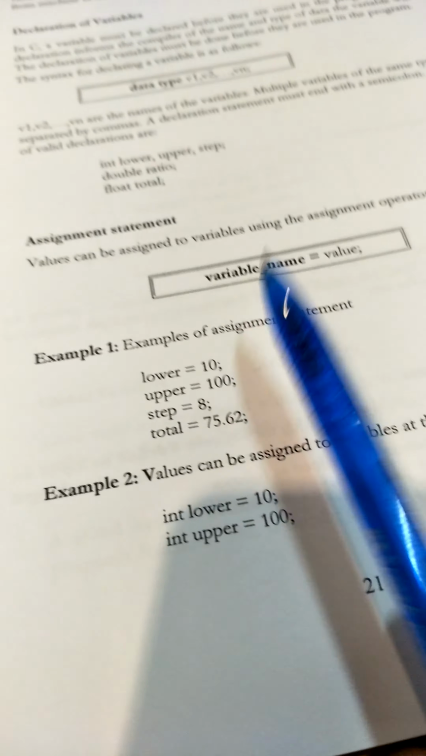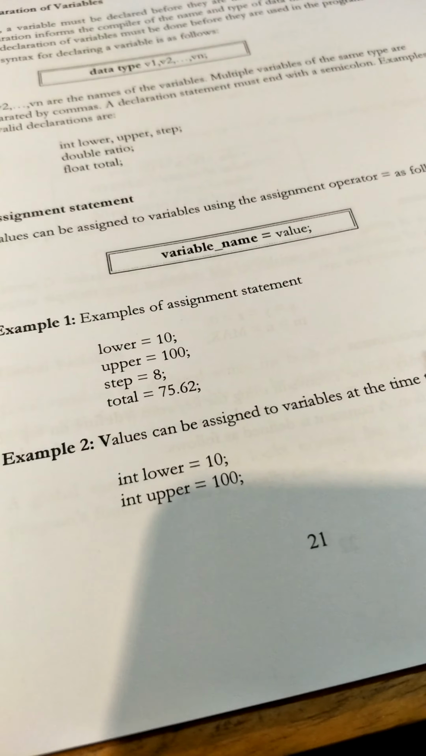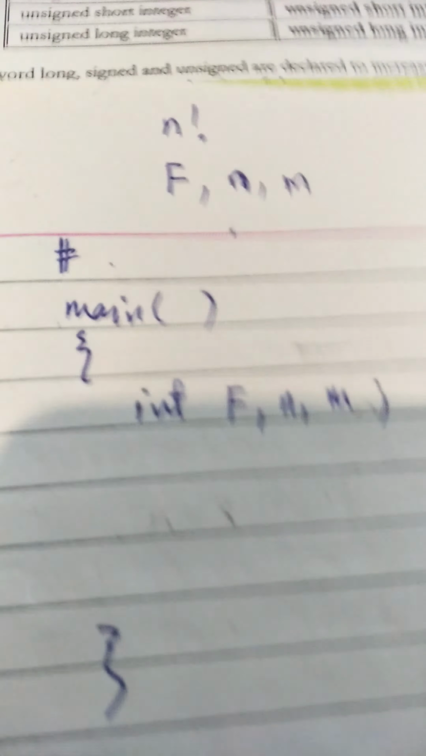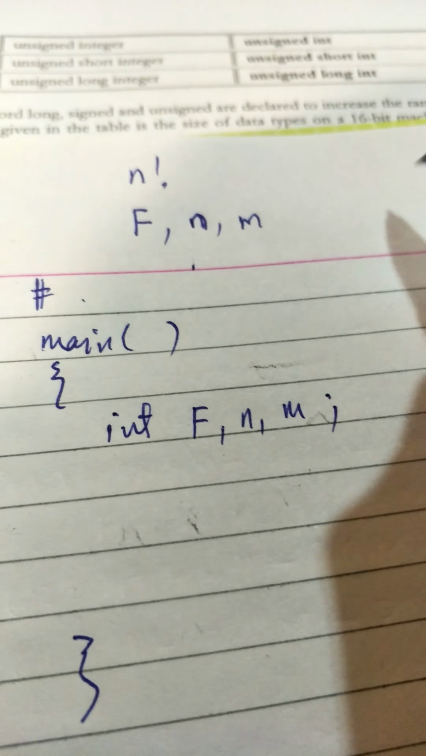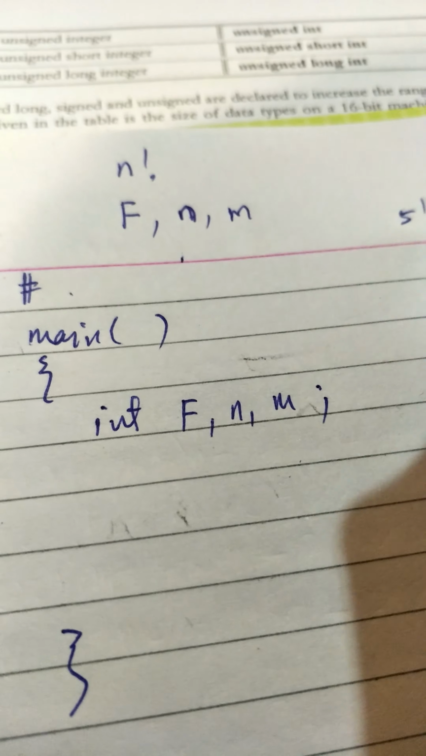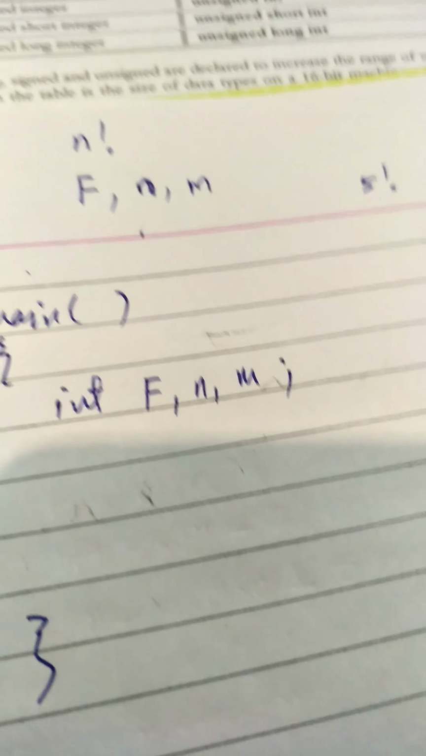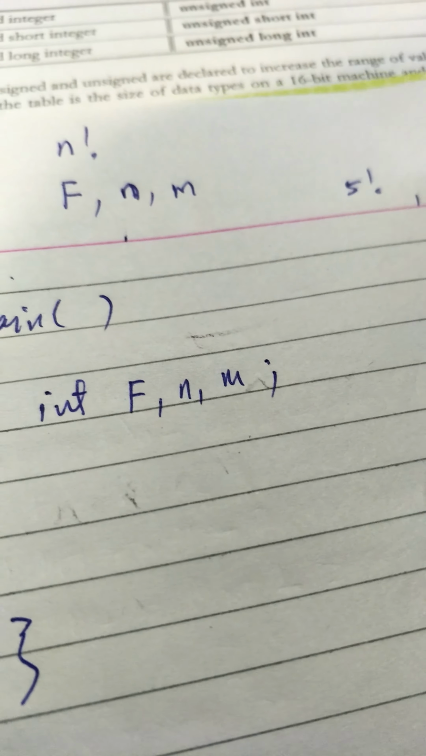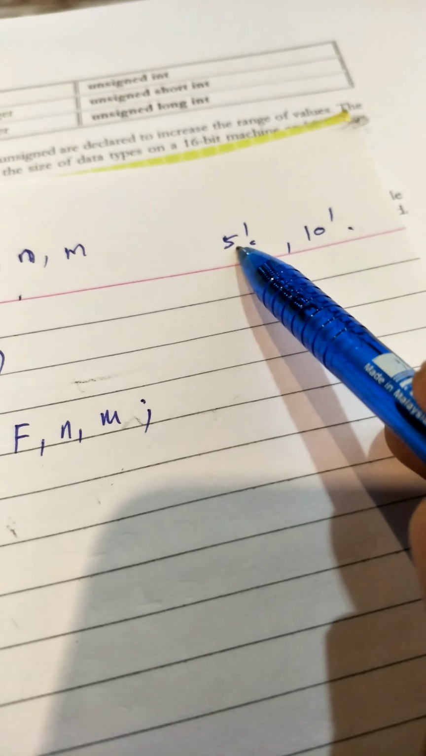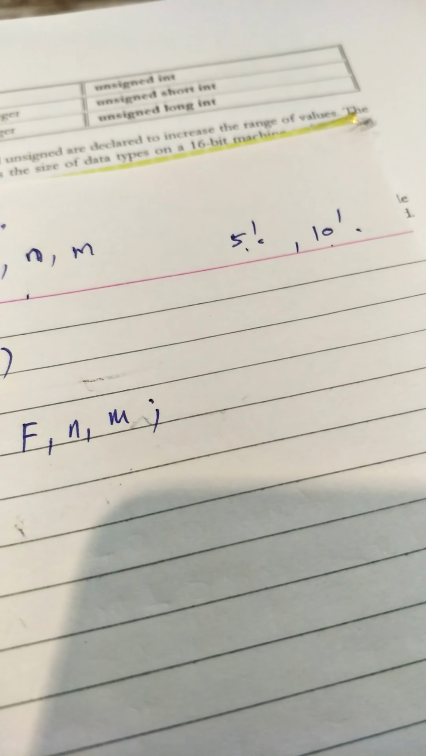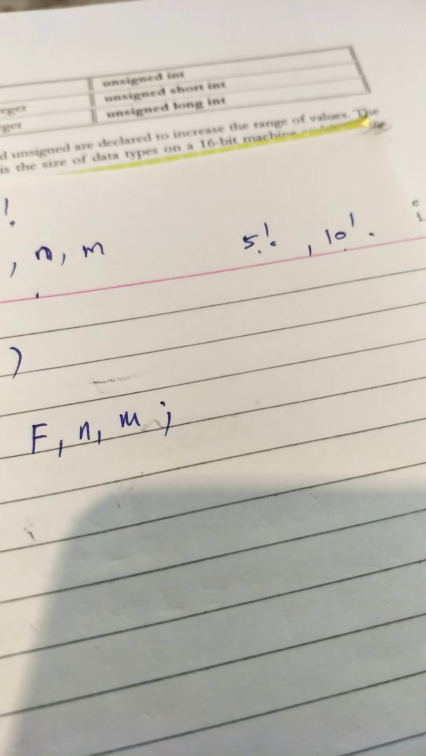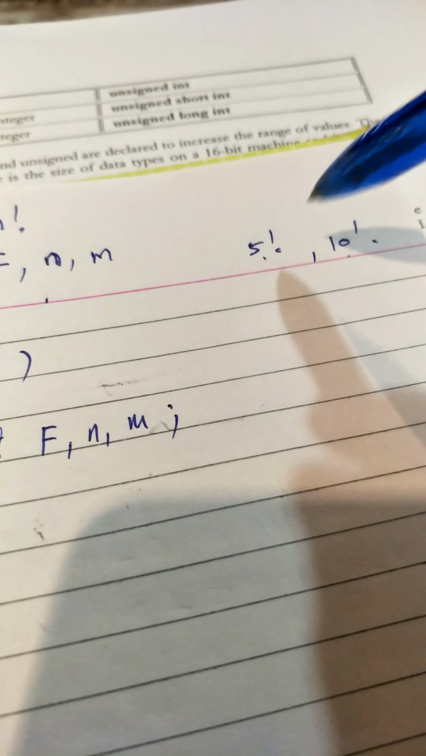Now, next, how do we assign a number? For example, in this example, assign a number means I want to find 5 factorial, or I want to find 10 factorial. We want to give this value 5 and 10 in the program. When we run, we don't have to input any data. The data is already there.